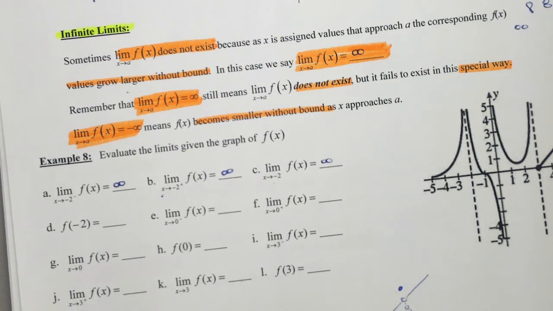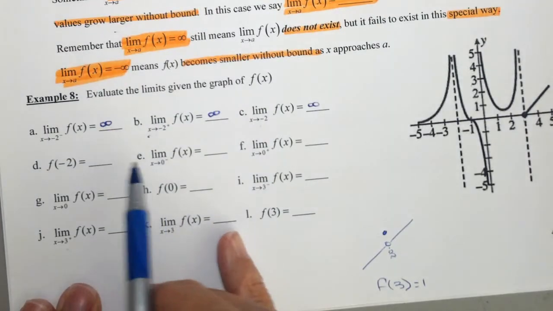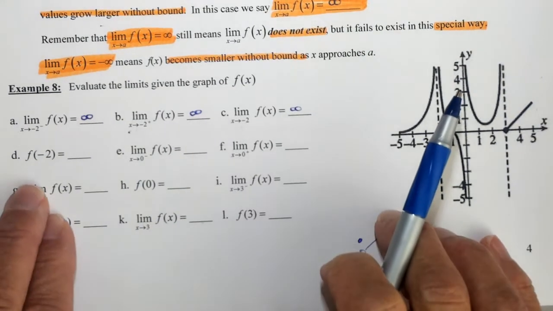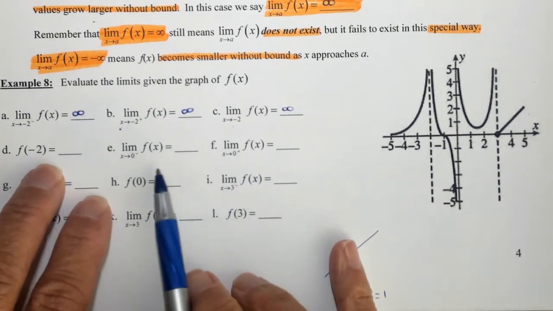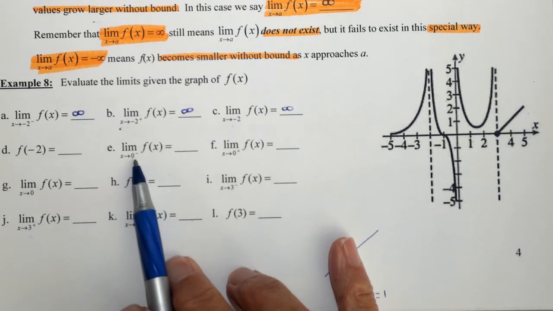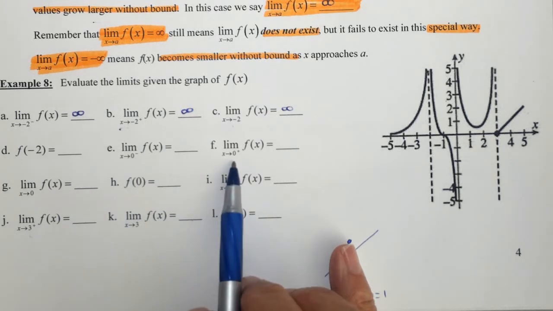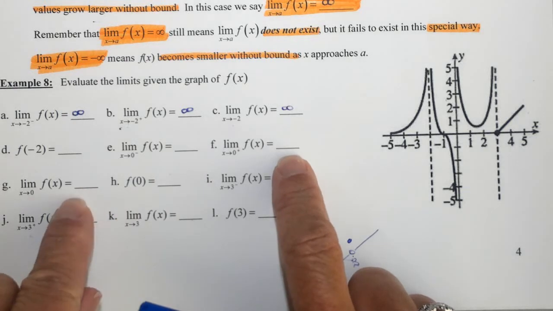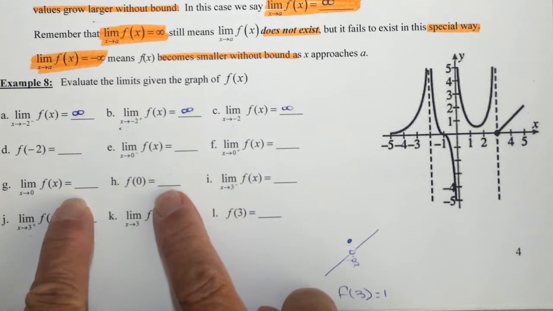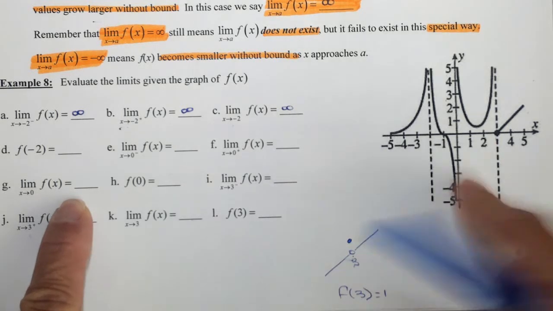Okay, let's review these quickly. All right, what's f of negative 2? F of negative 2. DNE, that's right. E. Negative infinity. F. Okay, so because these are different, what's this going to be? DNE is correct. What about f of 0? That also does not exist because there's no point there.